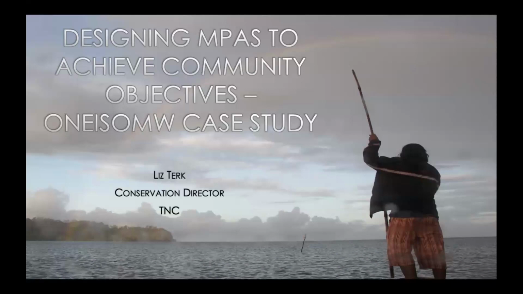So I'm going to talk today about designing marine protected areas to achieve community objectives. And we're going to use the municipality of Oneisomw in Chuk in the Federated States of Micronesia as an example. We chose One because we were able to use the latest science along with community knowledge to design the marine protected area network to achieve what the community wanted. But also then when they realized that maybe the marine protected area wasn't the only tool in their toolbox, they adopted other management strategies to fill the gaps.